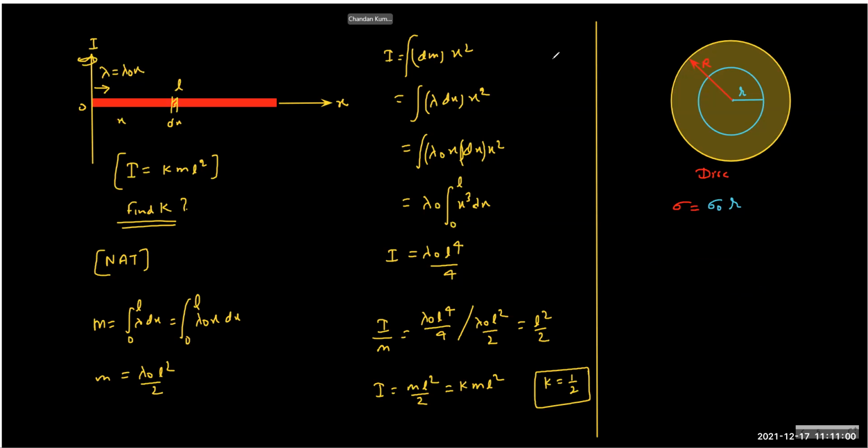So the axis of rotation is normal to the plane. How to draw the normal to the plane? If you remember, we draw a circle. So this is the axis. Now the question is the same. Find the moment of inertia as K M R square, find K. So you all can try this sum.